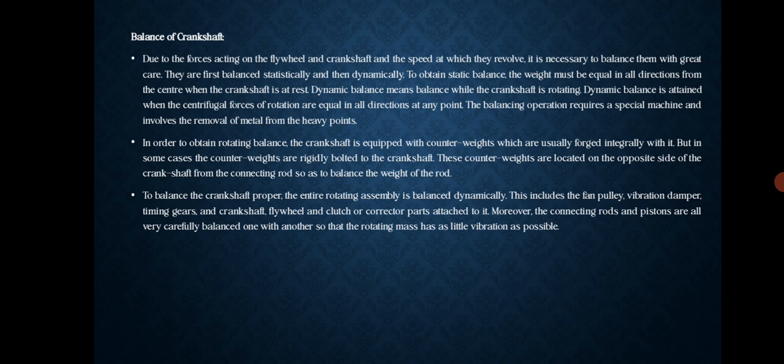To balance the crankshaft properly, the entire rotating assembly is balanced dynamically. This includes the fan pulley, vibration damper, timing gear, and crankshaft. Flywheel and clutch are correcting parts attached to it. Moreover, the connecting rod and piston are all very carefully balanced one with the other so that the rotating mass has as little vibration as possible.